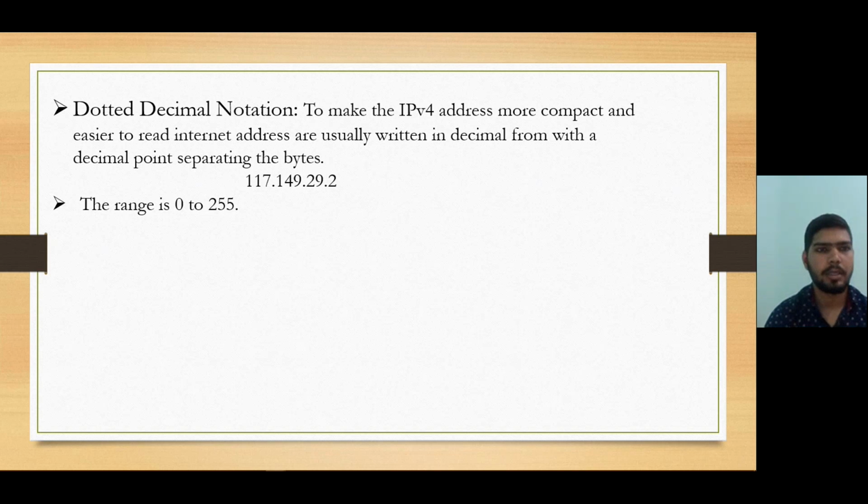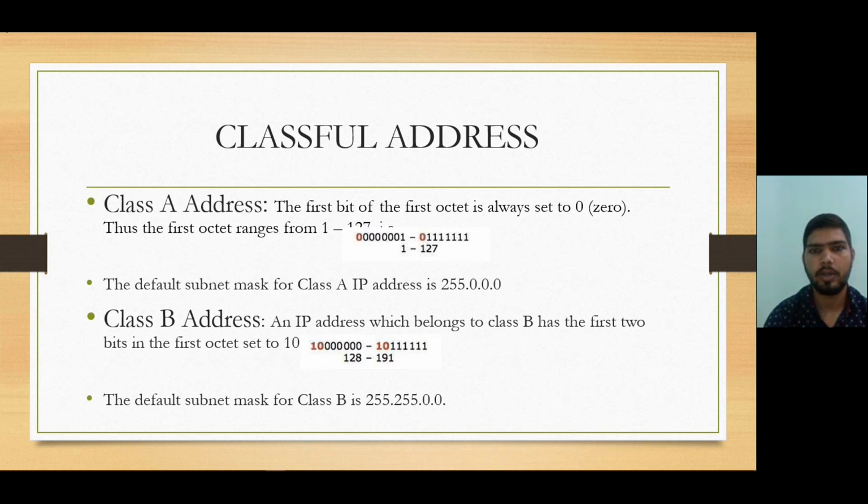Classful addresses. Class A address. The first bit of the first octet is always set to 0. Thus, the first octet range is from 1 to 127. The default subnet mask for a class A IP address is 255.0.0.0.